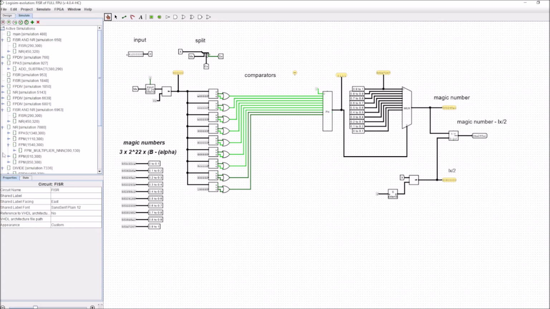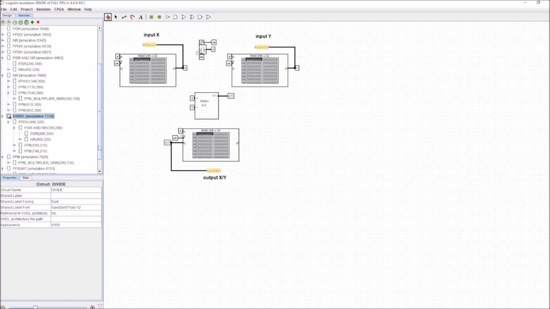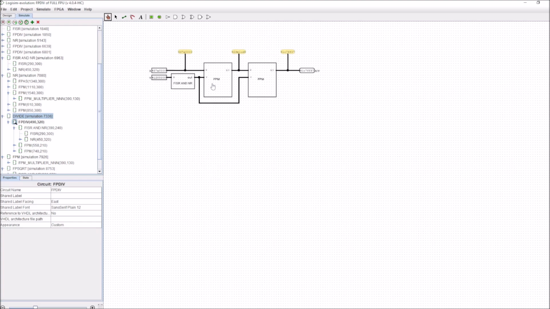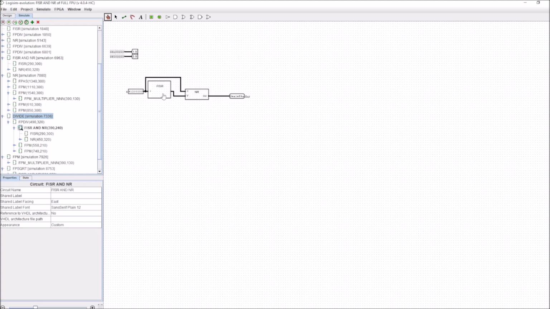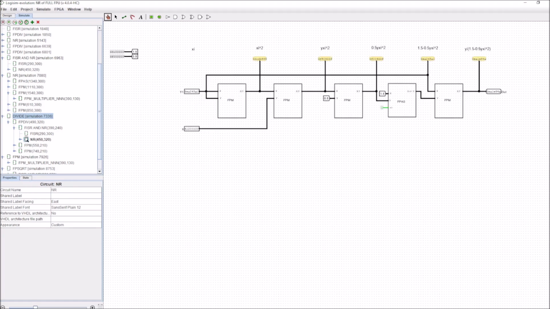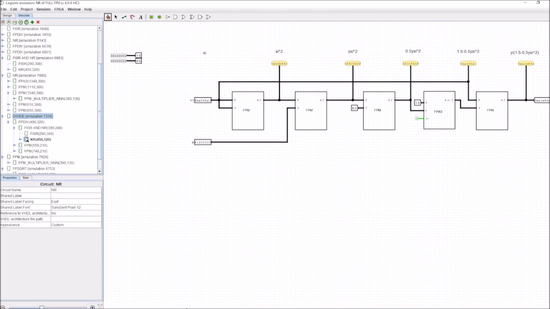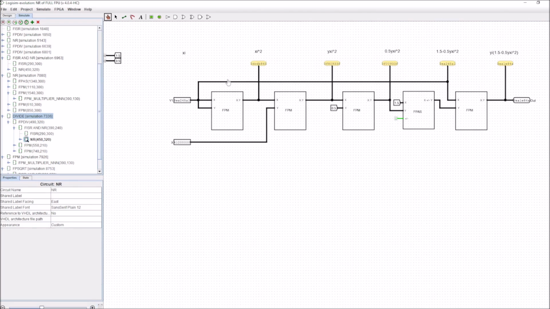Now let's head back into here. Now you can see here the Newton-Raphson. If I click in here, I'll make it a little bit bigger. It's relatively self-explanatory. These are the steps we go through. We go through the xi squared, and then we multiply it by the value of our y, multiply it by 0.5, and then we take it away from 1.5, and finally we multiply it by yi. So this is a Newton-Raphson equation.